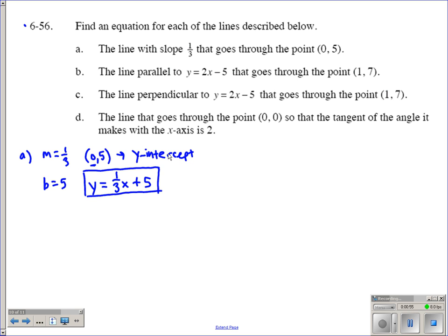Letter B. The line parallel to y equals 2x minus 5 that goes through the point 1, 7. So it's going to be parallel. Well, remember, parallel lines have the same slope. I'm just writing that because that's important to remember. So parallel lines have the same slope, but they have different y-intercepts.